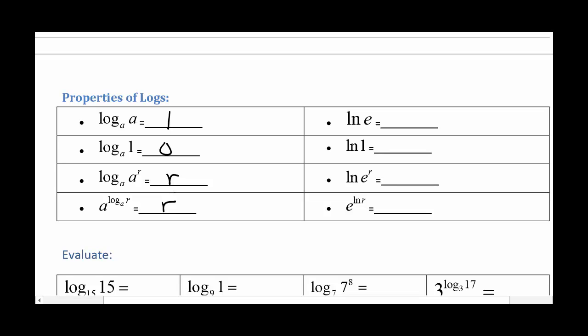And then the natural number equivalents, the ln forms of these same properties: ln of E simplifies down to 1, ln of 1 is always 0, ln of E to the R simplifies down to R, and E raised to the ln R power reduces down just to R. This is a great bunch of flashcard facts, to be perfectly honest.